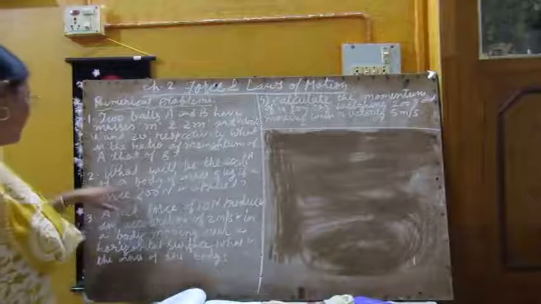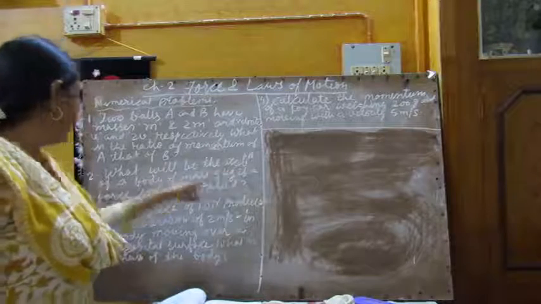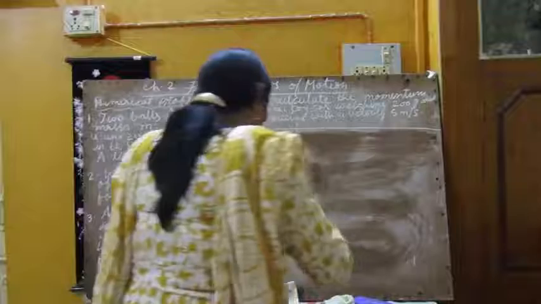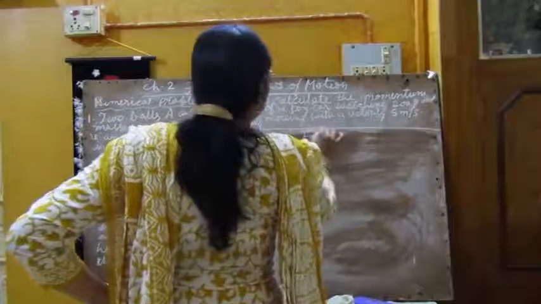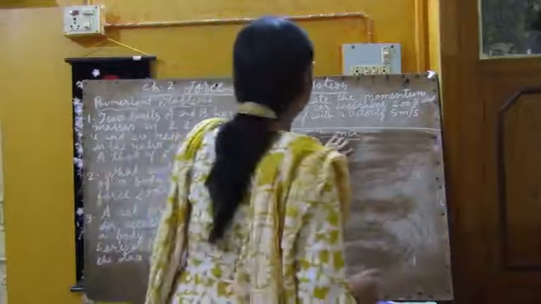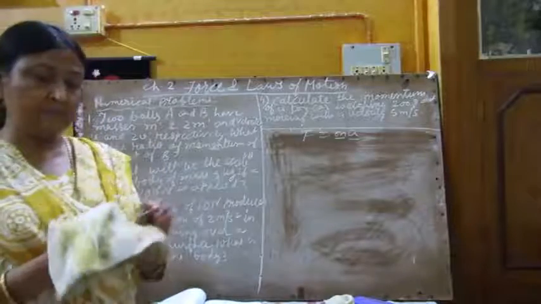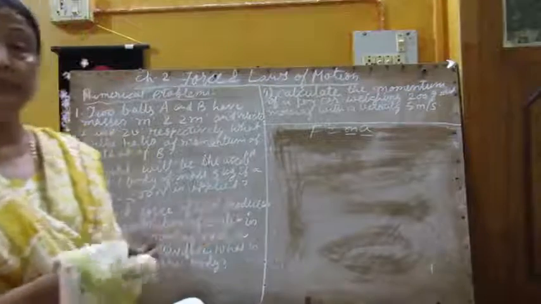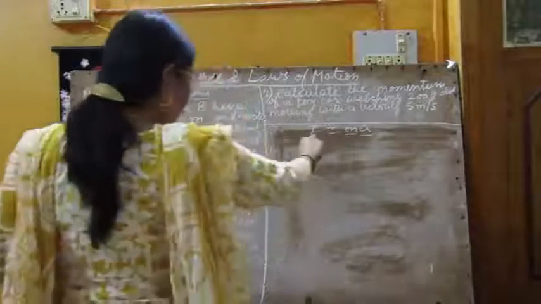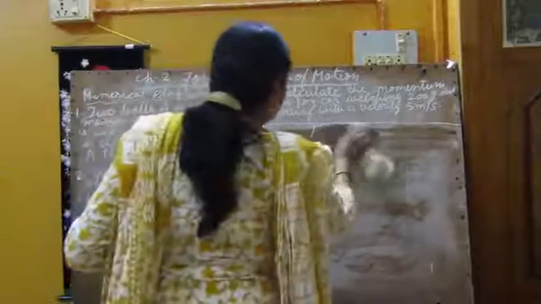Next one, see. What will be the acceleration of a body of mass 5 kg if a force of 200 N is applied? Now what we know about Newton's second law is that F equals M A, where A is acceleration, M is the mass of the moving object, and F is the applied force. What is Newton's second law? The rate of change of momentum of a moving object is directly proportional to the applied force. So based on this formula we will solve our next problem.